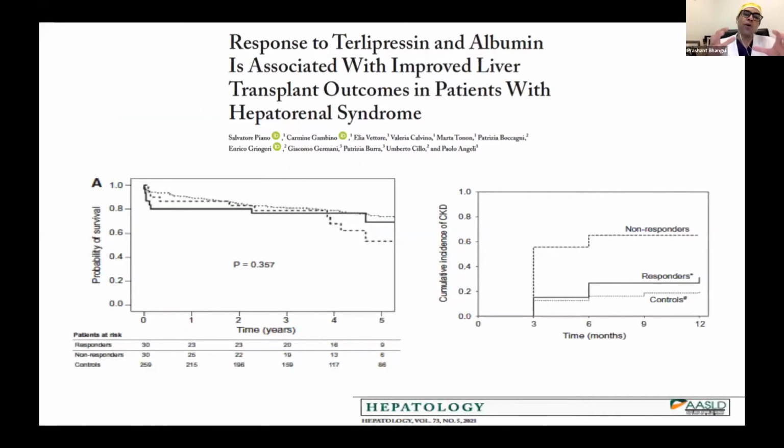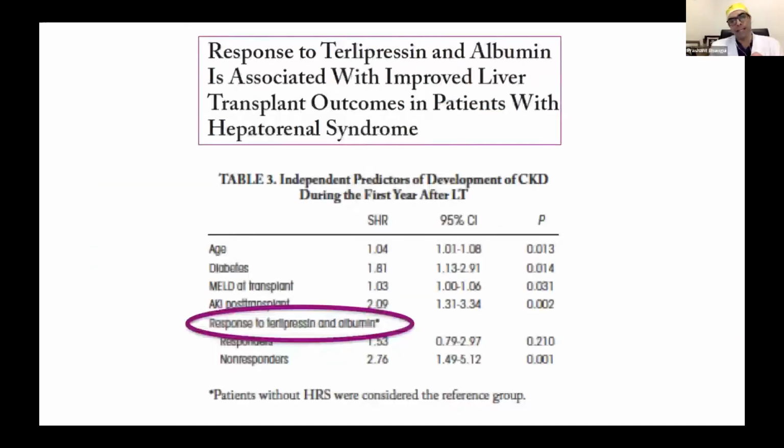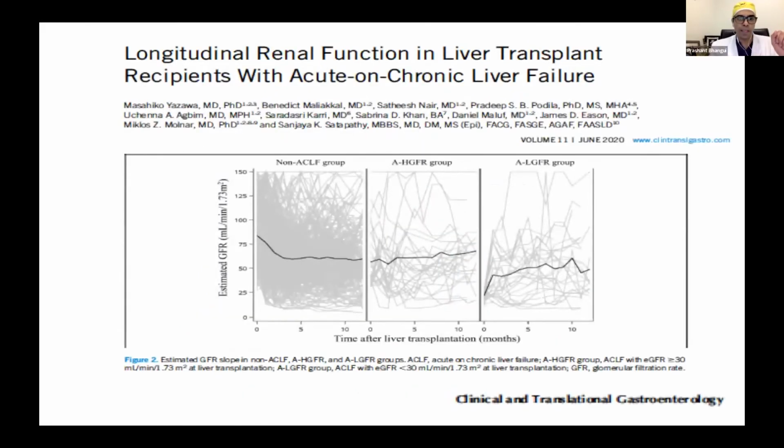Now, why is it so important that I'm speaking about hepatorenal syndrome and what's its impact on liver transplant? It's because in those patients who respond to treatment of hepatorenal syndrome, their outcomes later on are much, much better, in terms of the probability of survival as well as the cumulative incidence of chronic kidney disease. As is very clearly seen here, response to terlipressin and albumin was one of the independent predictors of development of CKD during the first year after liver transplant.